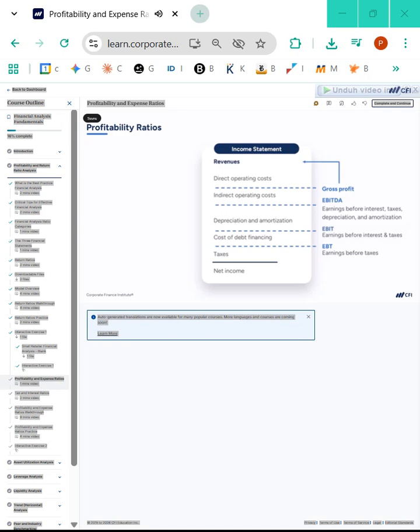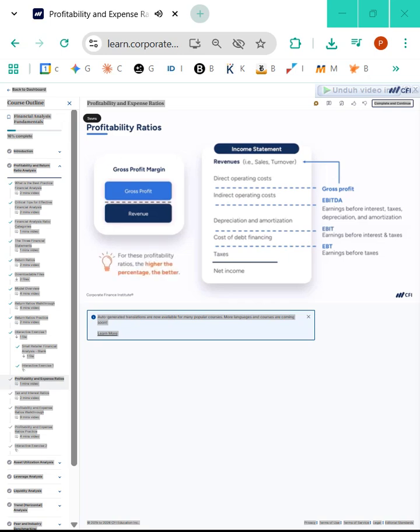Now, you may recall there are a few common synonyms for revenue. You may hear revenue referred to as sales or turnover. Now, we refer to these profitability ratios typically as margin ratios. For example, when we divide gross profit by revenue, we have the gross profit margin ratio. Often profit is omitted, and this ratio is simply called the gross margin. For all these ratios, the higher the percentage, the better.